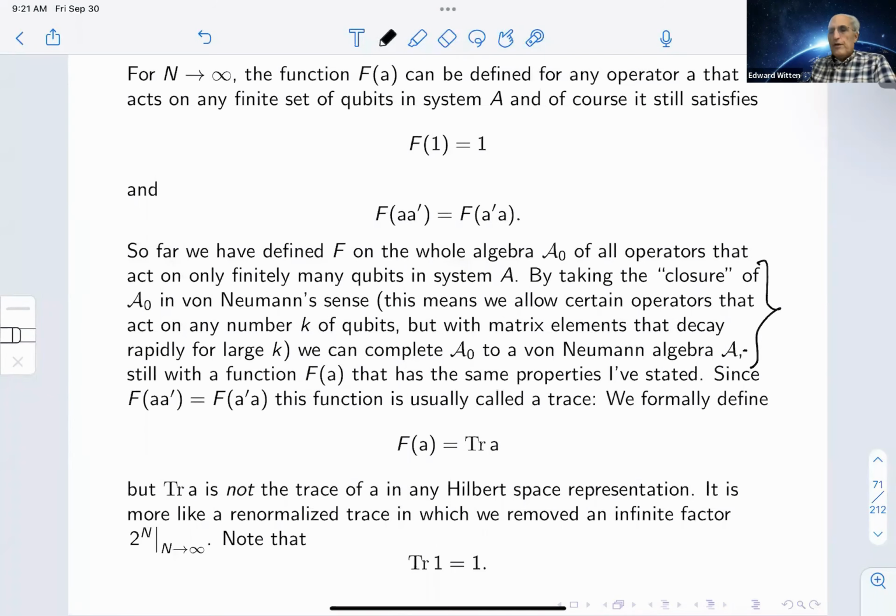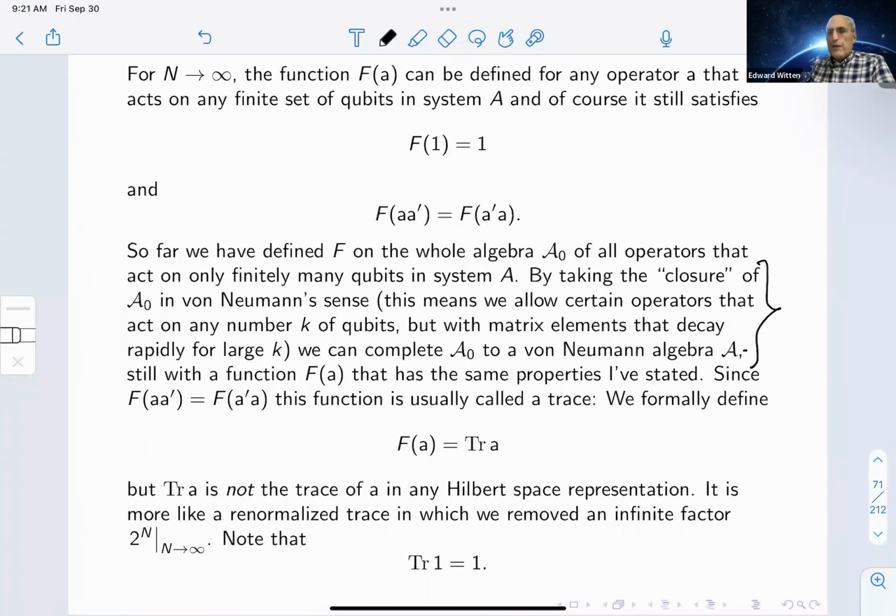To motivate it, you might think that our qubits are arranged on an infinite lattice. And then we want to consider operators that are approximately local. An approximately local operator mostly acts only on a finite set of qubits, the ones in the region it's acting on, but maybe we'll allow some weak long-range action.